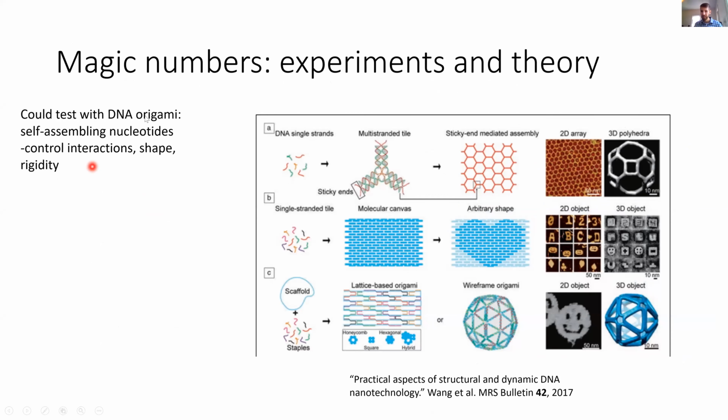People were asking how you could test this experimentally. One fun possibility is to use a relatively recent form of nanotechnology called DNA origami, where you can design DNA single strands that then self-assemble into various shapes that you can design, from relatively simple 2D lattices to smiley faces to pretty complicated 3D objects. And so you could definitely imagine designing a magic number system, because you control the interactions, you can control the shapes and the rigidity of the interacting components. And so this would actually be the perfect way to test the magic numbers.